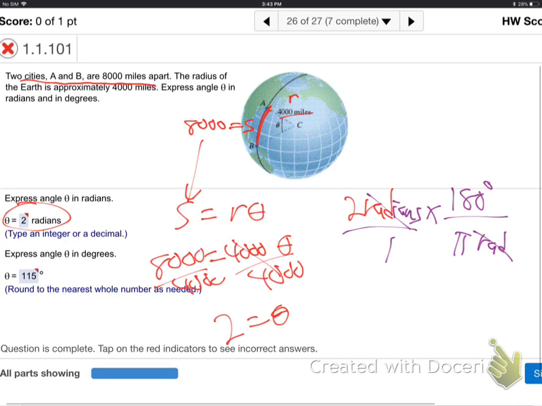I want radians to go away. So pi radians, I want to go into degrees. So then that's going to be what? 2 times 180, 360 over pi. If you divide that in your calculator, you get 115 rounded to the nearest whole number. Just take 360 divided by the pi button. It comes out 115 degrees, about.